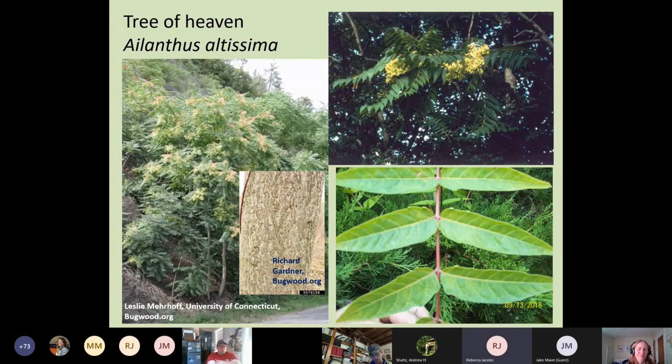Great, thanks, Rebecca. I just want to clarify that the leaflets do look like they have sort of teeth at the bottom because they have these bumps where there are some glands on the underside, but the majority of the leaflet edge is smooth, which is another way to distinguish it from a plant like our native sumacs that have teeth on the edges.